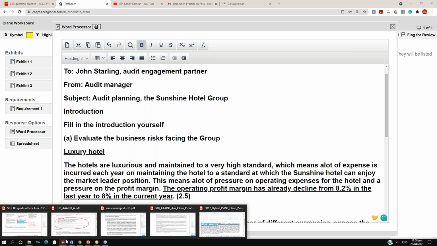Which is very, very important. And I need to guide you about how you use the spreadsheet in the AAA paper. Is there a real need of using the spreadsheet in the AAA paper, or can the entire AAA paper be solved on a word processor? Is that a big question for everyone?